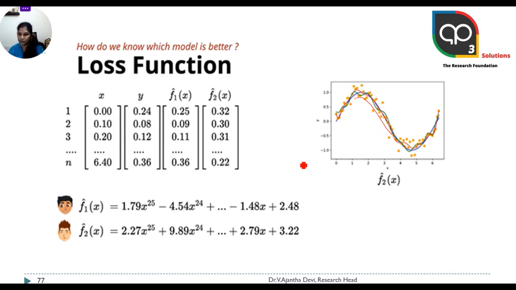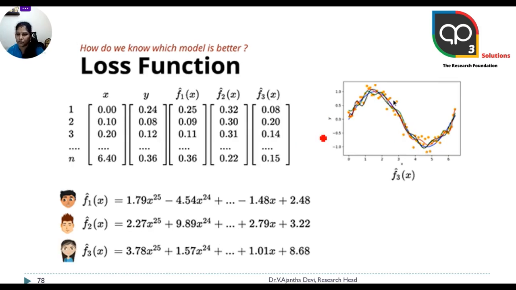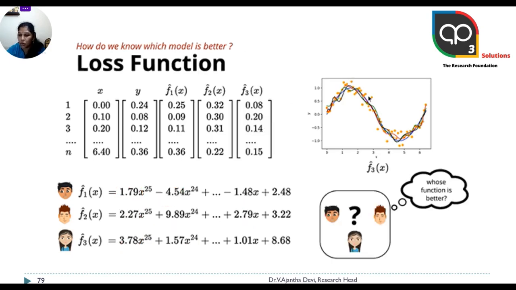I hope you are able to see this green curve. Okay, we now have two curves. Not stopping here, one more friend also gives you a function, and again the function is a black curve which again seems very close to the sine. Now the question is, you have tried three different functions, and these three functions are all 25th degree polynomials, right? But I am saying they are different because they have different coefficients.